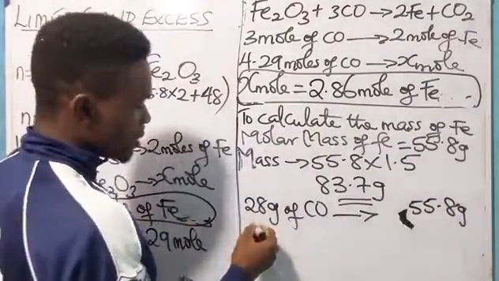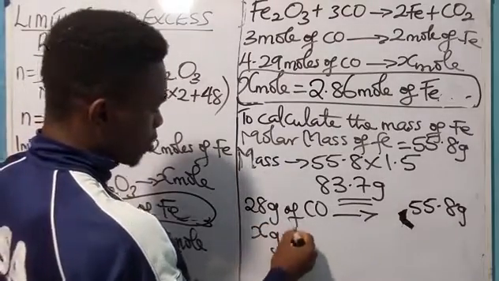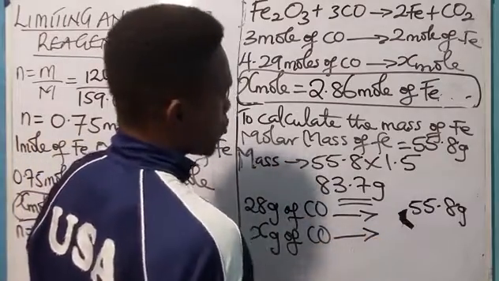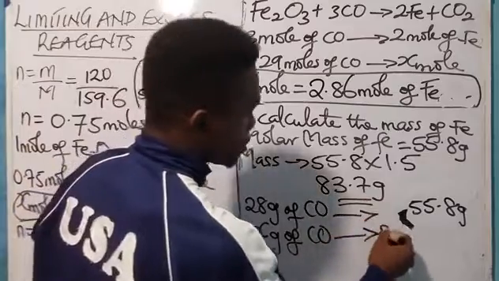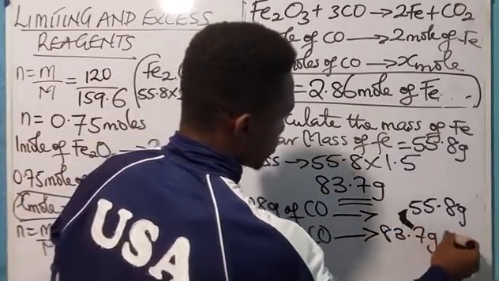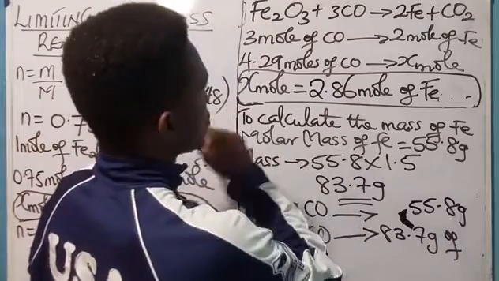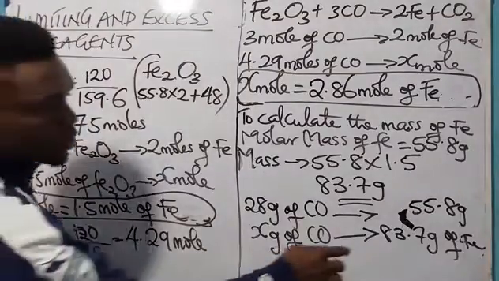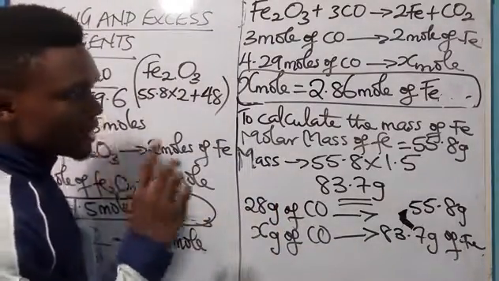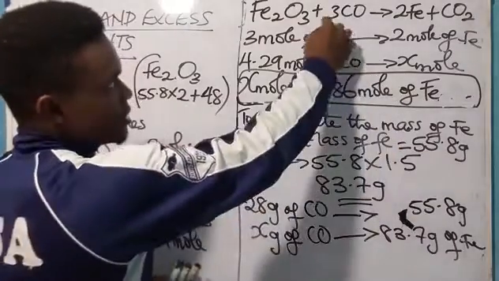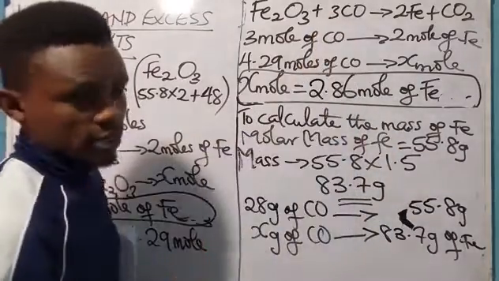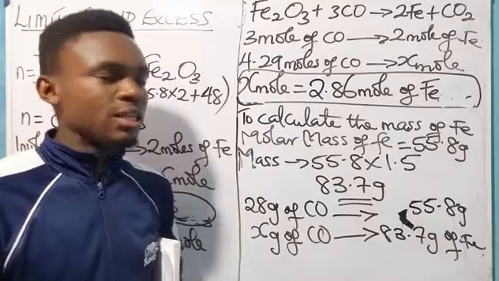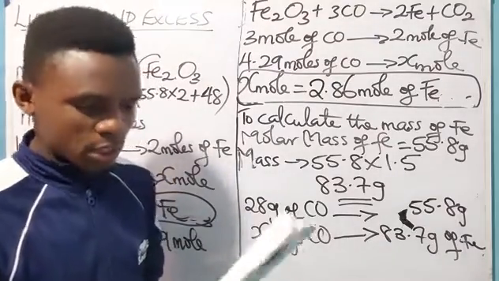Is that not correct? It means that X gram of CO will produce 83.7 gram of Fe, which means that the excess reagent we said is this, right? Carbon monoxide. In looking for the excess reagent, of course, you have to look for the one that remained. How did they put the question again?